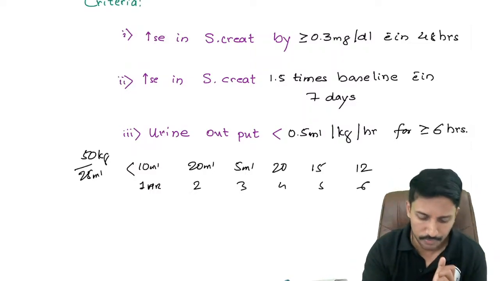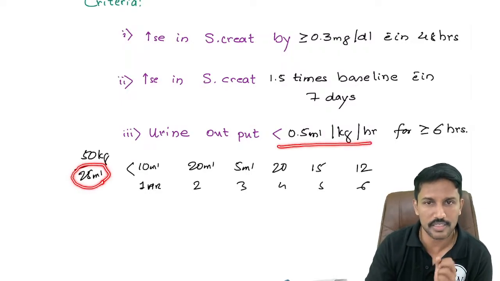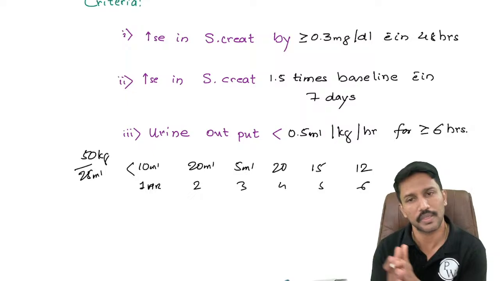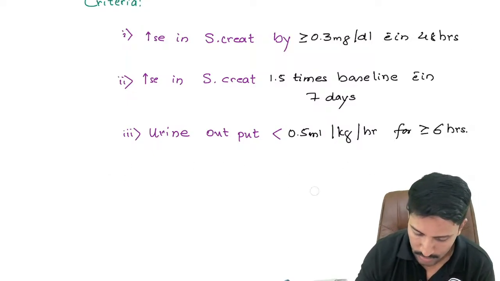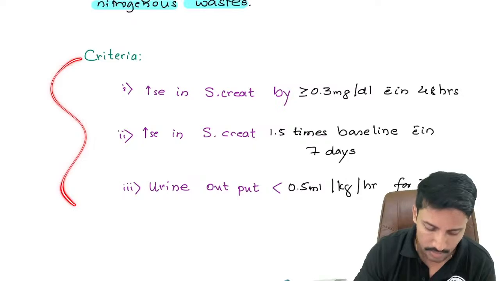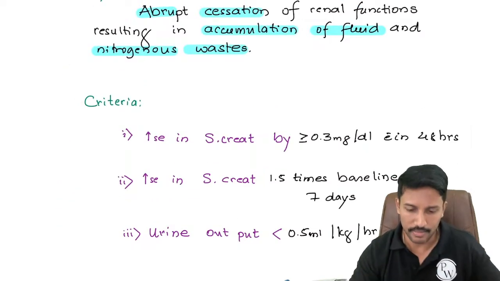Consistently for 6 hours, the urine output is less than 25 ml, that is, less than 0.5 ml per kg per hour for this 50 kg individual. Then we will call it acute kidney injury, right? So this is the objective definition. This is the conceptual definition. When both are mentioned, that completes the definition.